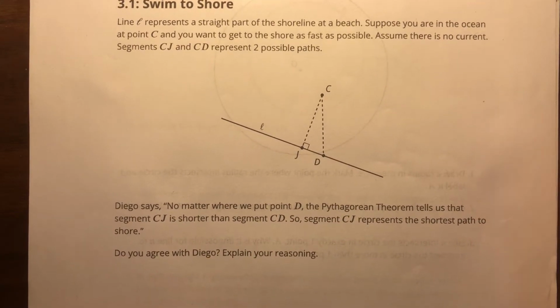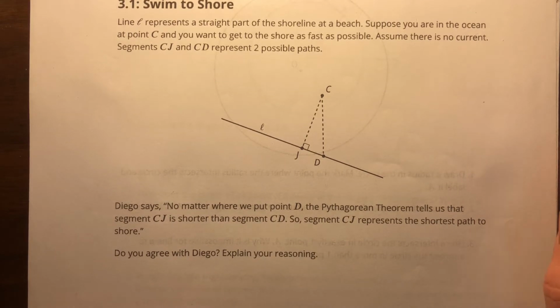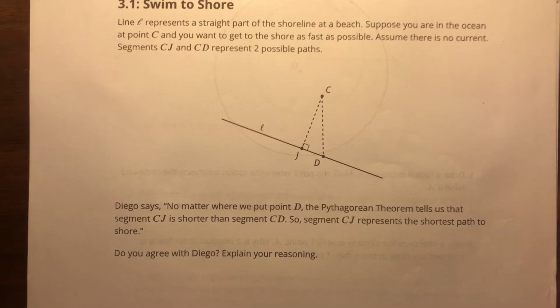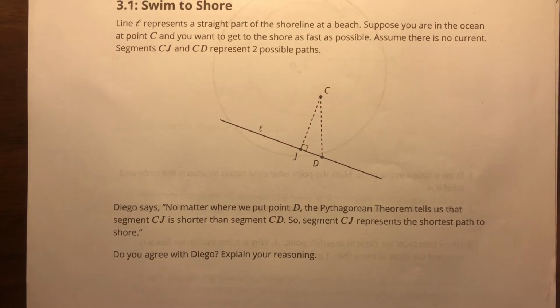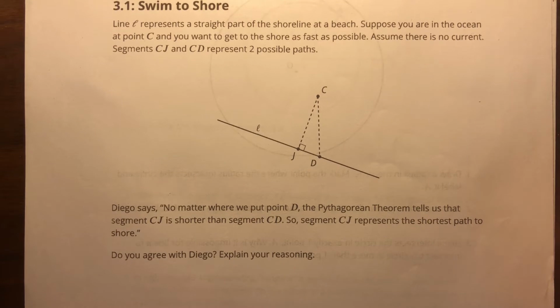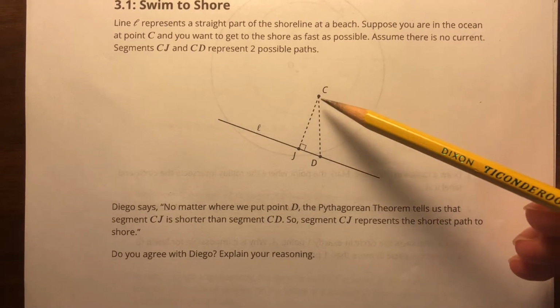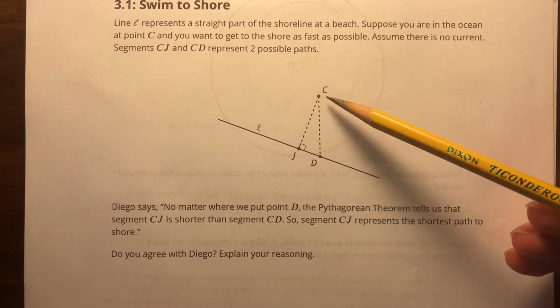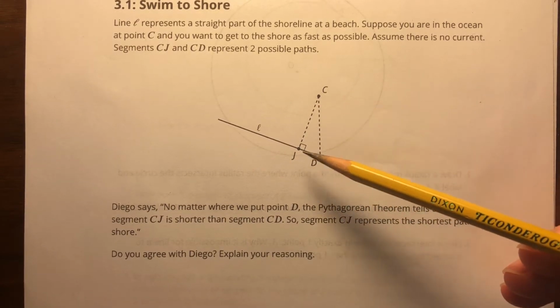Diego says, no matter where we put point D, the Pythagorean theorem tells us that segment CJ is shorter than segment CD. So segment CJ represents the shortest path to the shore. Do you agree with Diego? Explain your reasoning. Again, we haven't really explored this topic yet, so no wrong answers. Just go ahead and make an assumption. Do you think that no matter where point D is, CJ is going to be the shorter distance?